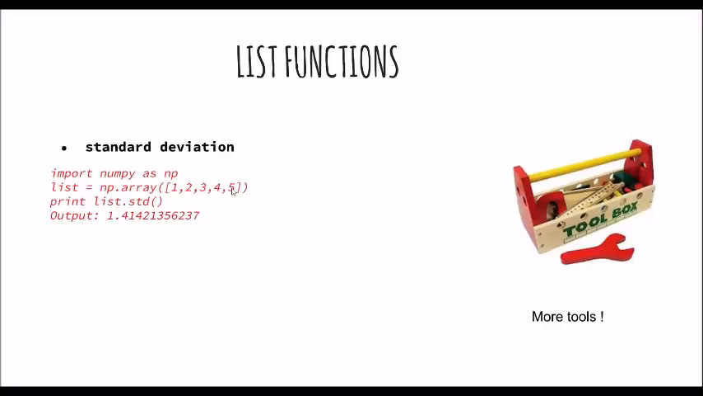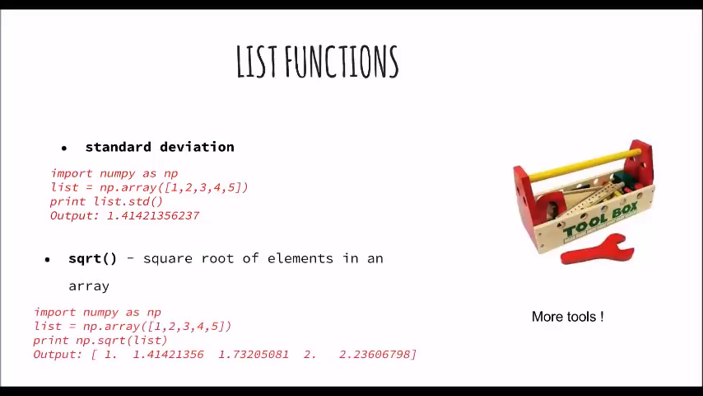Standard deviation. To find the standard deviation, you could use list.std, and that would output the standard deviation of all the elements in your list. Square root. Square root of elements in an array is what this sqrt function does. You could give all your elements and it would output the square root of each element in an array.